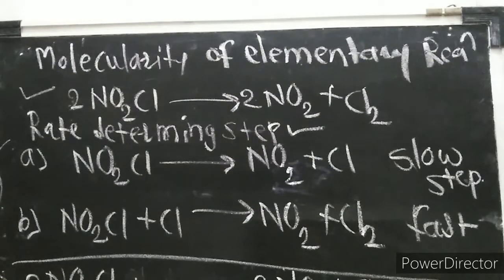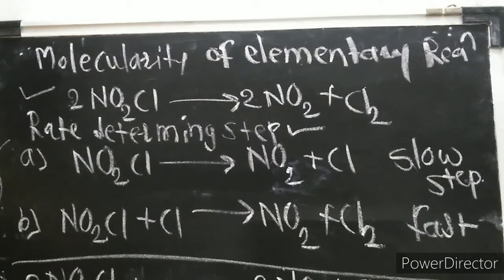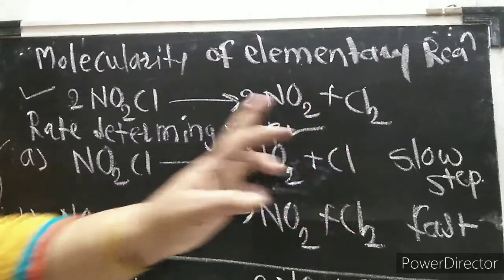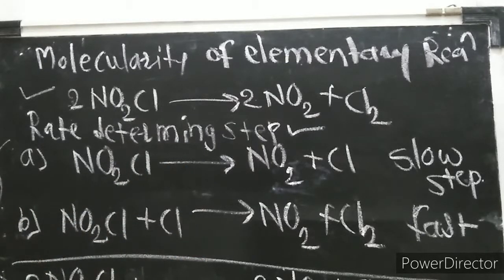Third one, find the intermediate. Which is the intermediate? The species which is formed in one step and consumed in another is called an intermediate. Which one is formed here? Cl. And which one is consumed here? Cl. So Cl is called the reaction intermediate. So generally the question will be: any reaction will be given, write the overall reaction, find the rate determining step and find the intermediate. So here the slow step is the rate determining step, Cl is the reaction intermediate, and the addition of these two steps is the overall reaction.